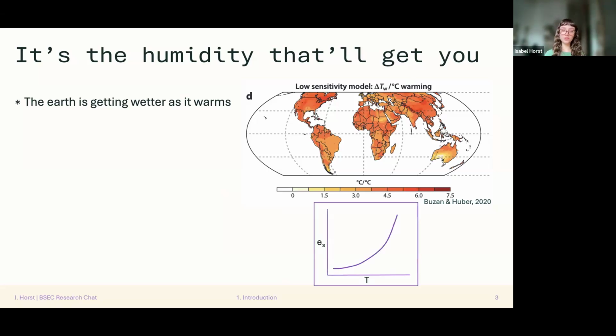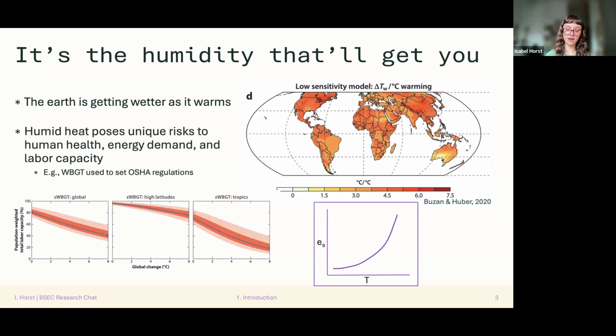And this is largely due to this Clausius-Clapeyron relationship shown here. So this shows that the saturation vapor pressure for water vapor in air increases exponentially with temperature. So a crude way of saying this is that warmer air can hold more water vapor.